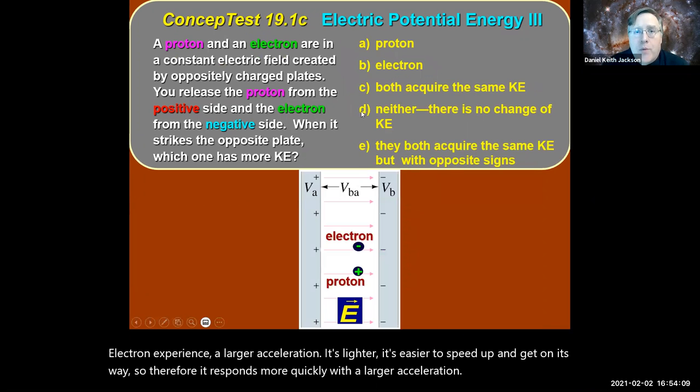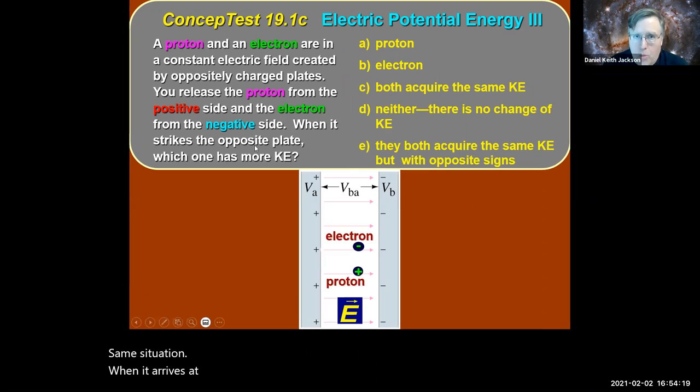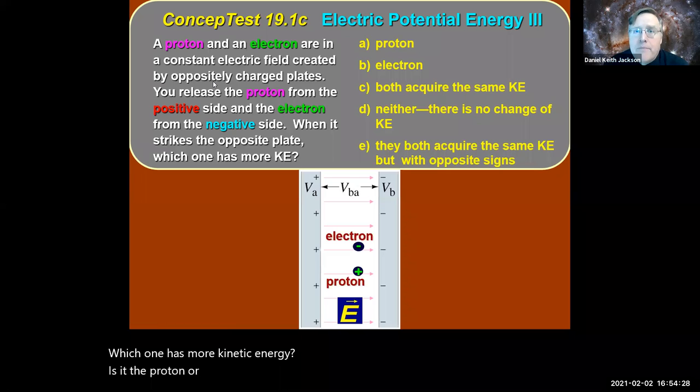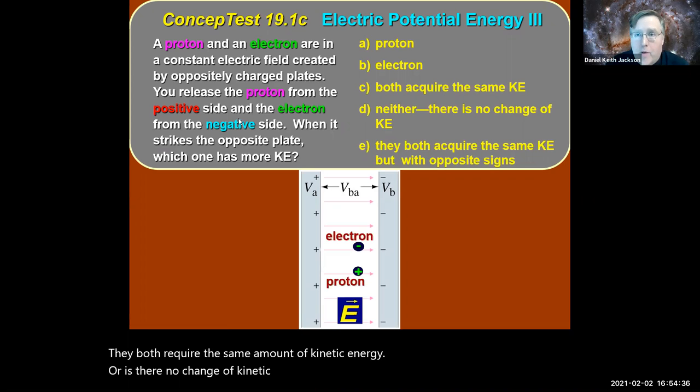All right, now, third one. Again, electrons and protons. Same situation. When it arrives at the opposite plate, which one has more kinetic energy? Is it the proton or the electron? Is it they both acquire the same amount of kinetic energy? Or is there no change of kinetic energy? Or they acquire the same kinetic energy but with opposite signs?